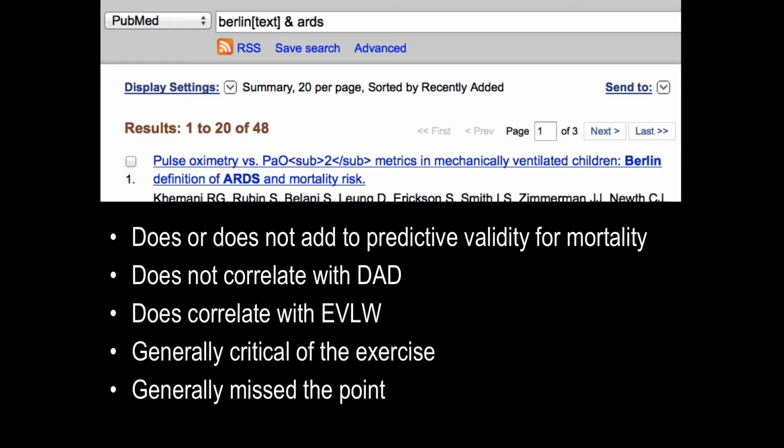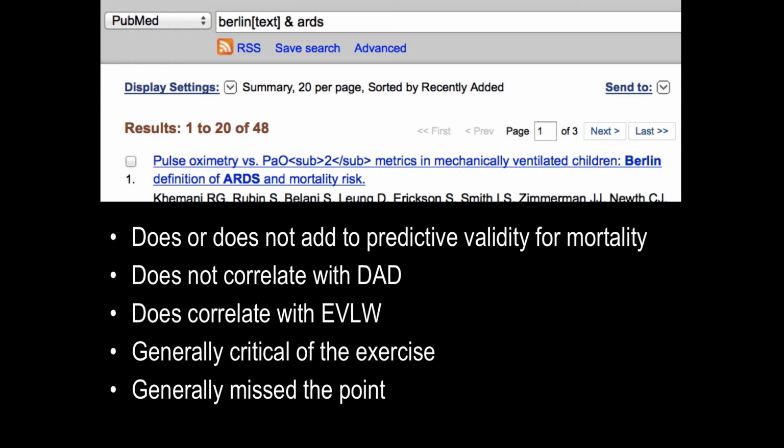And the response has been largely, well, when we use the overall Berlin definition, some papers say it categorizes patients a bit better by mortality, it predicts mortality overall a little bit better than the American-European Consensus Conference, but mostly papers have said no, it doesn't. So it doesn't add anything, because when we compare the Berlin categorization for mortality versus the American-European, they give basically the same predictions for mortality.